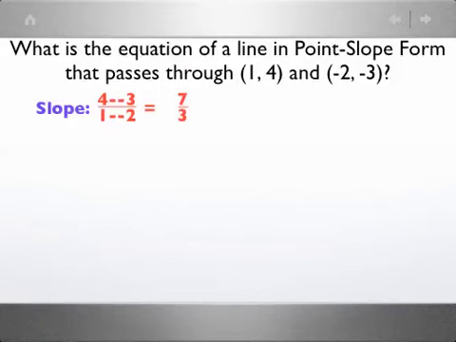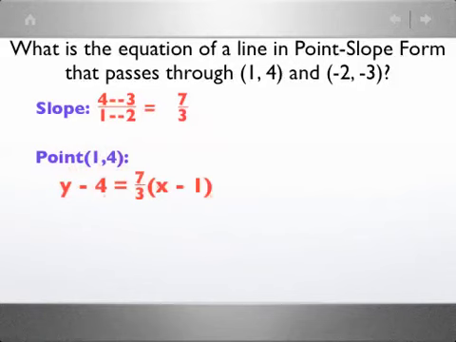Again, just like in the last example, to write an equation in point-slope form, I need 1 point on the line and the slope. I have the slope, and actually, I have 2 points that are on the line. So I can write 2 different points in point-slope form. I'm going to first write the equation in point-slope form using the point (1, 4). When I plug in 1 for x sub 1, 4 for y sub 1, and 7/3 for m, my equation is y minus 4 equals 7 over 3 parentheses x minus 1.